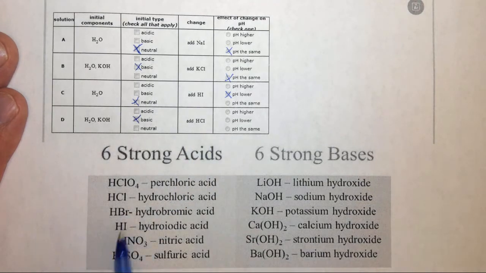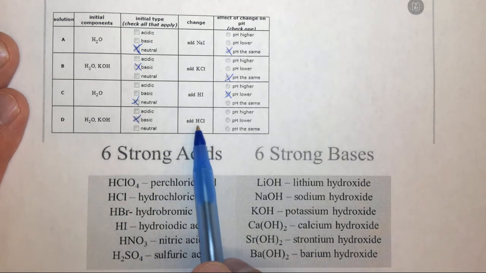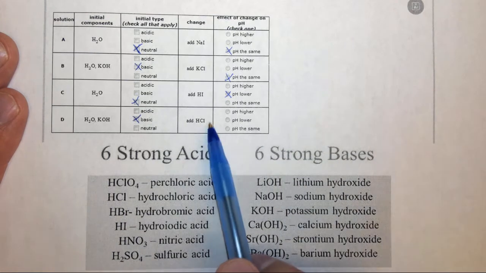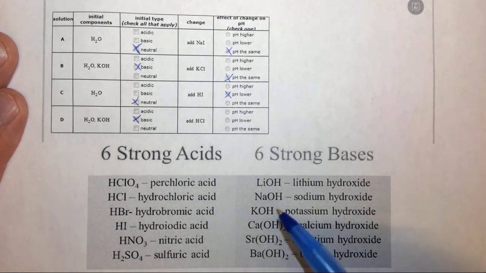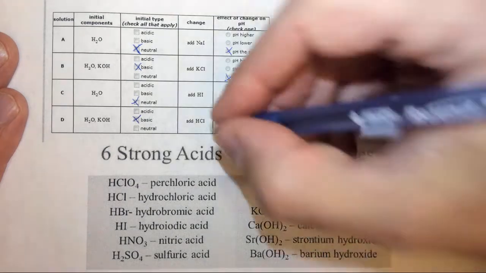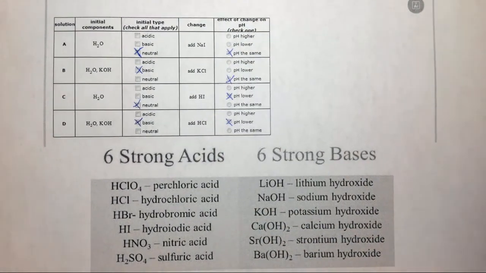If we add HCl, HCl is a strong acid. So even though this solution is initially basic and has a pH higher than 7, if we add acid, it will go down. Depending on how much acid we have, it might go down below 7, or it might not, but it will certainly go down from where it is, so the pH will be lower. So that's basically how we want to approach this particular problem.